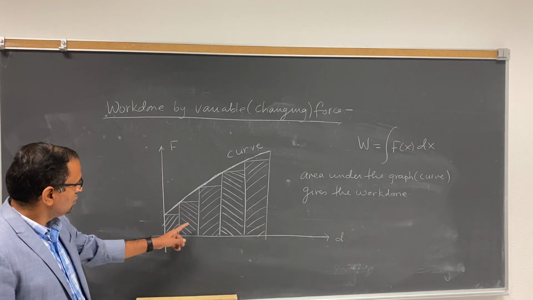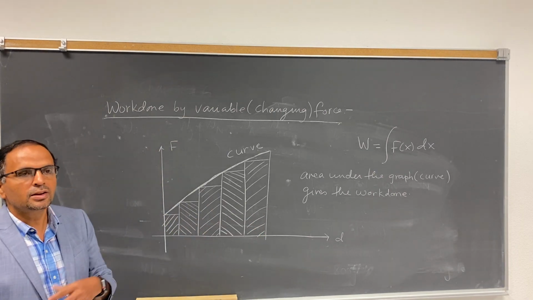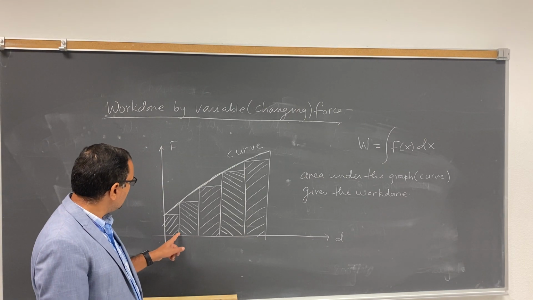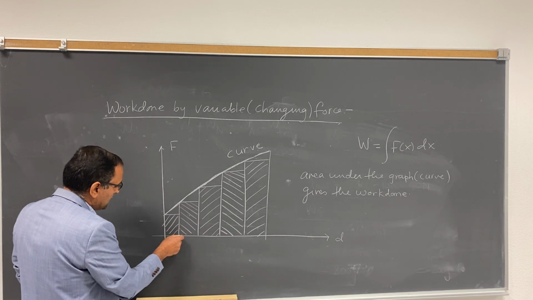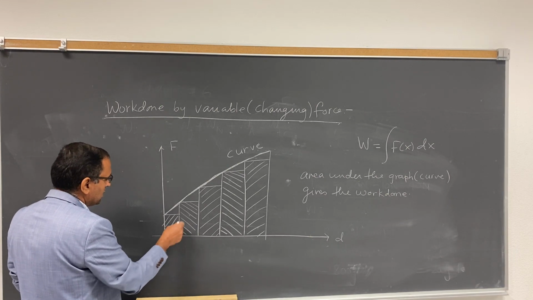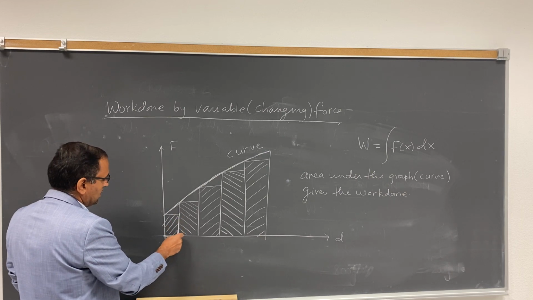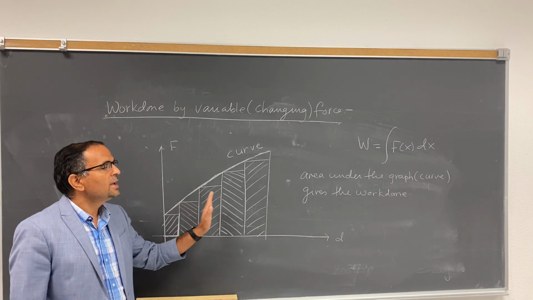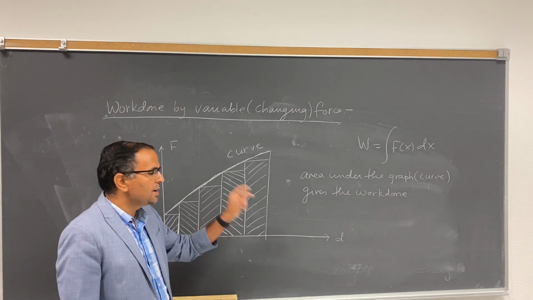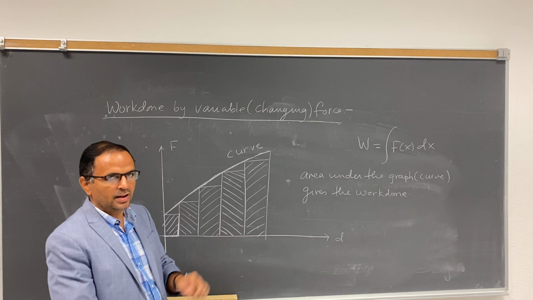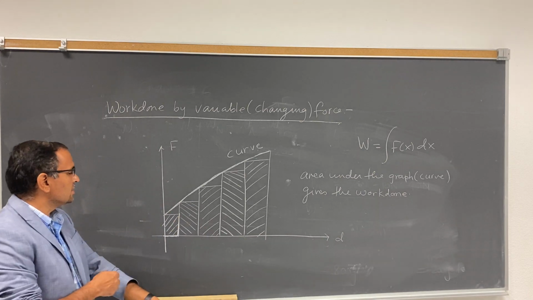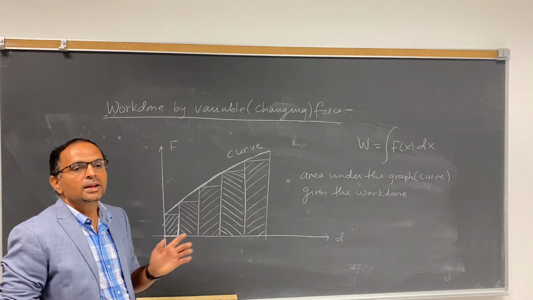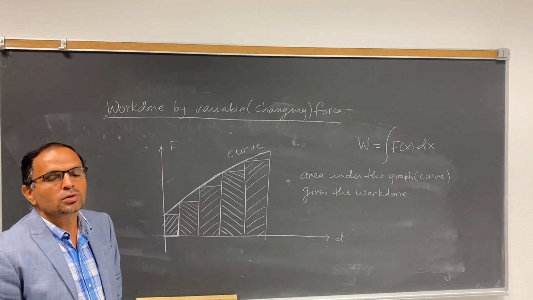Okay, so you have 1, 2, 3, 4, 5 rectangles, and you know how to get the area of a rectangle. You multiply the length and the width, and you get the area of the rectangle. So get the area of all 5 rectangles here. You can draw more than 5 if you want a better approximation. Add them together, and you get the total work done.